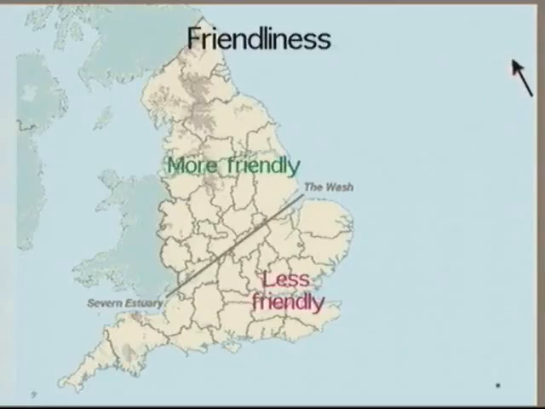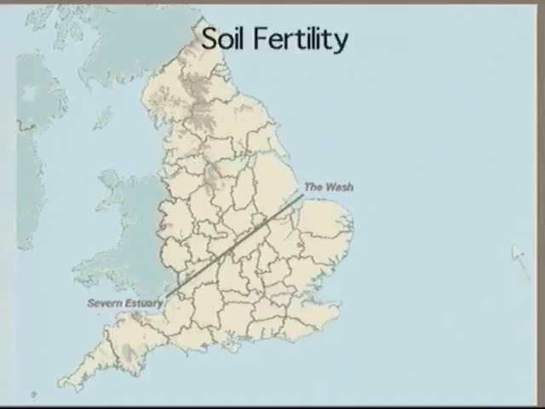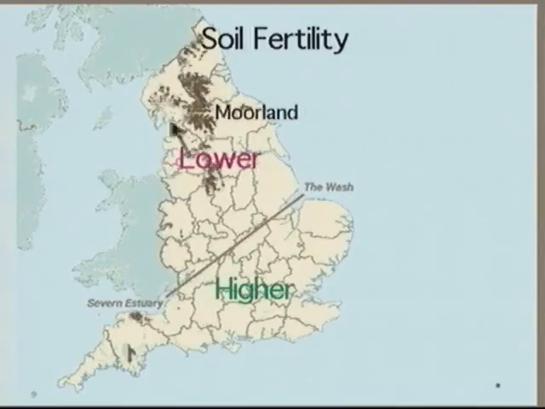Mainly anecdotal, but lots of people are saying people in the north are much more friendly than people in the south. Notice how green is good and that sort of dark red is not so good. Soil fertility: it's lower in the north, higher in the south. Why? Because an awful lot of the north is moorland.